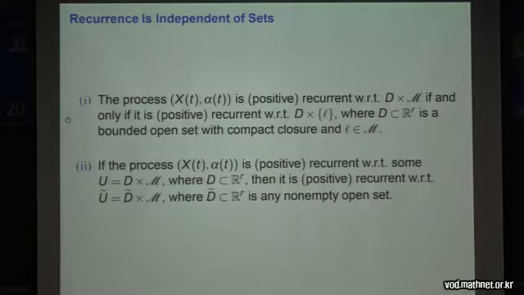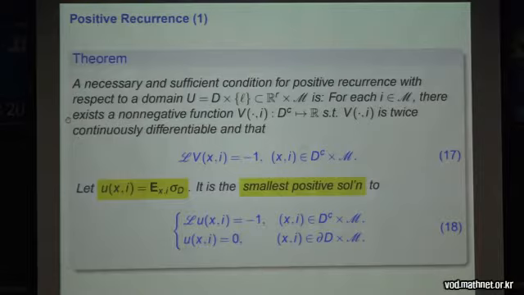Likewise, we can say if it's recurrent with respect to D cross M, then it is recurrent with respect to any of the open set cross M. So put it another way, this is really a class property. So now we have the definition of recurrence. We ask the question, do we have a criterion to tell us when this will be recurrent or positive recurrent?